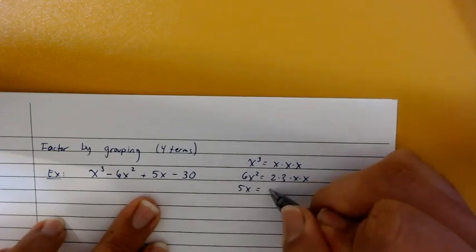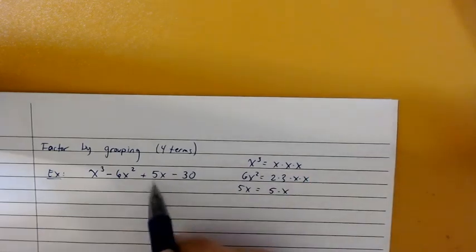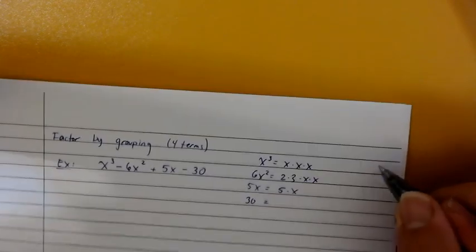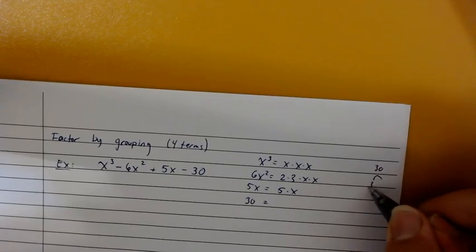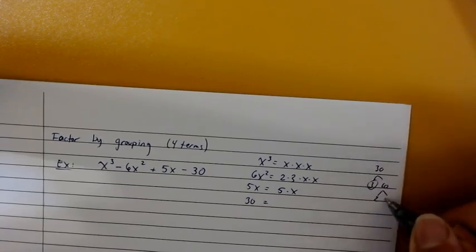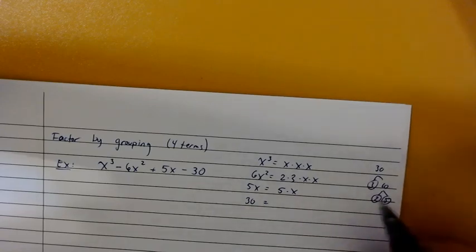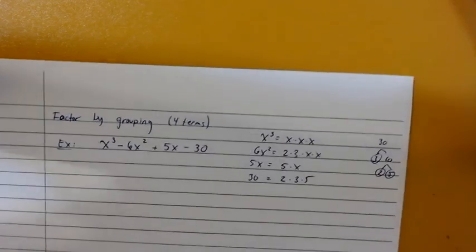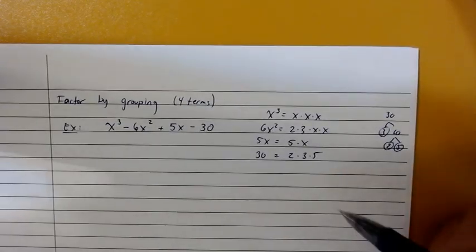5x is, well, it's 5 times x. Right? 5 is already a prime number. And 30, well, let's see, 30 is 3 times 10. And then that 3 is prime, but the 10 can be factored as 2 times 5. So 2, 3, 5. Like that. And you'll notice that they don't have anything in common.